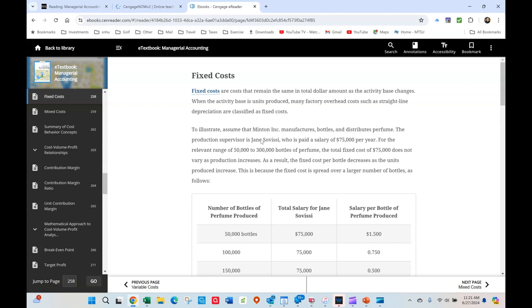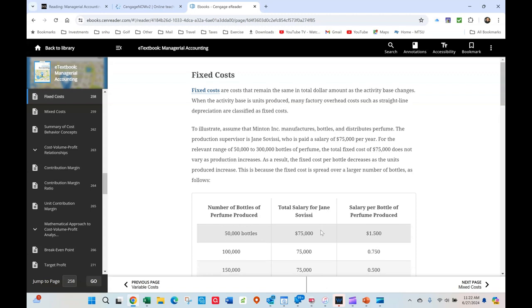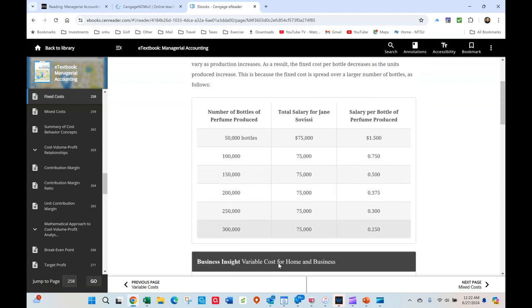If your fixed costs were $75,000 and you do 50,000 bottles, then the per unit cost is going to be $1.50. It's just 75 divided by 50. But you can do up to 300. So now you're spreading those fixed costs over a wider volume. Fixed costs again stay the same. So just mathematically, the more volume you do, the lower your fixed costs are going to be per unit.